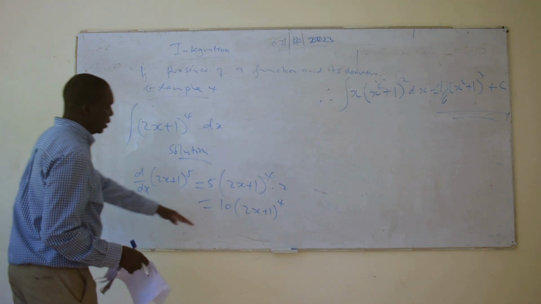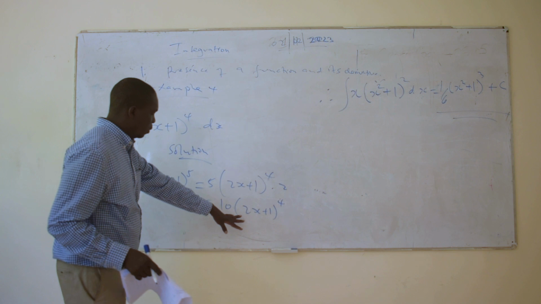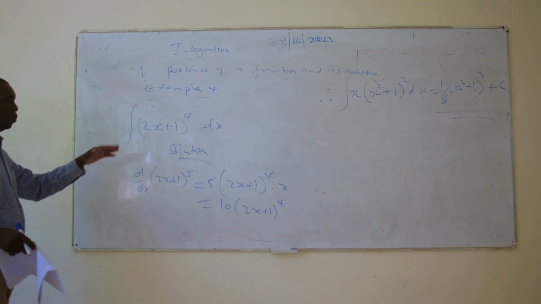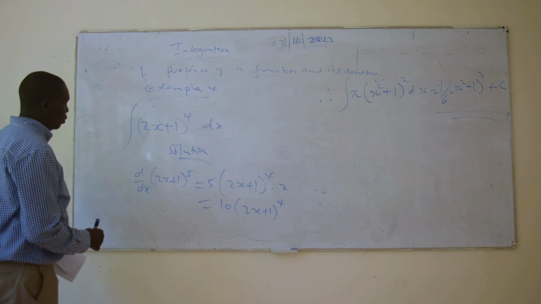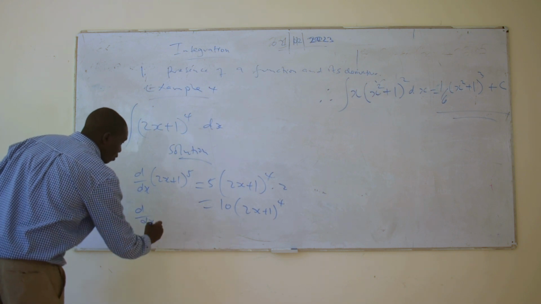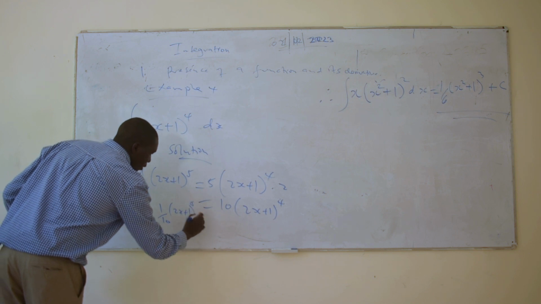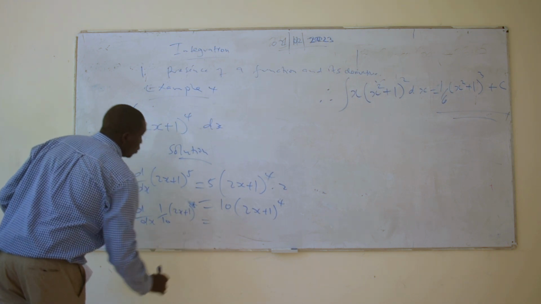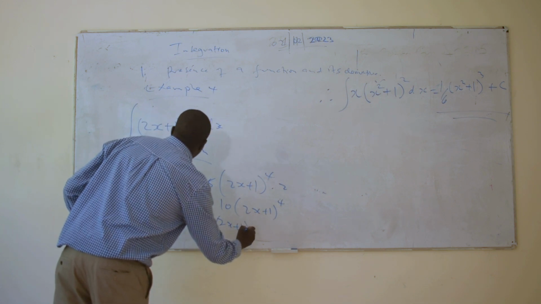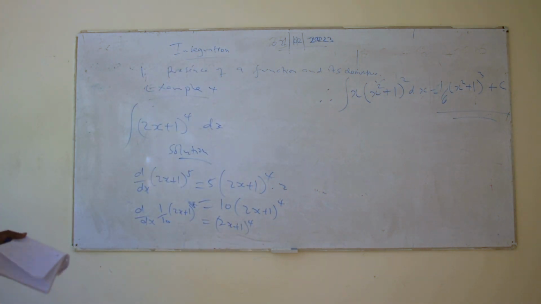Now, if you look at our answer, there is a similarity between 10 in bracket 2x plus 1 raised to power 4 and the integrand, which is 2x plus 1 raised to power 4. And therefore it means the derivative of 1 over 10 in bracket 2x plus 1 raised to power 5 is equal to 2x plus 1 raised to power 4.